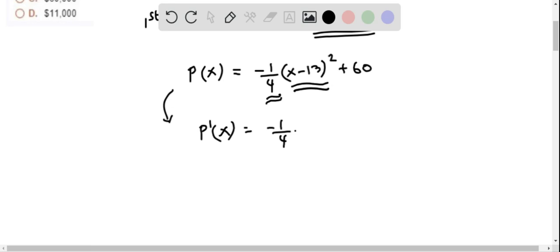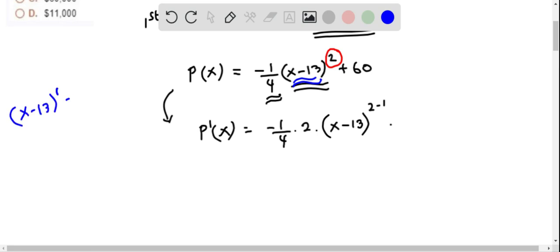Here we can apply the power rule. We have the power as 2, so this comes in front. So I put 2 and then put the expression (x minus 13) raised to the power of 2 minus 1. We should also apply the chain rule to find the derivative of the inside term. That is the derivative of x minus 13, and this equals the derivative of x is 1 and the derivative of negative 13 is 0. So it's basically 1 plus 0 is 1. So the derivative of the inside part is 1. So we put 1, plus the derivative of the 60 is 0.